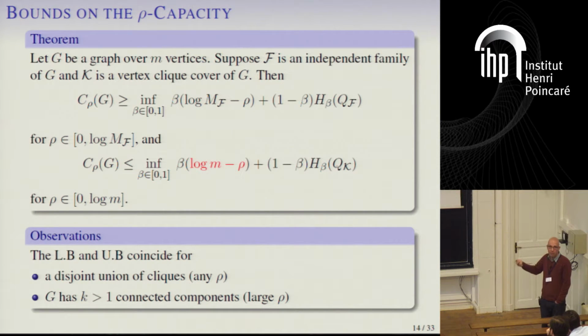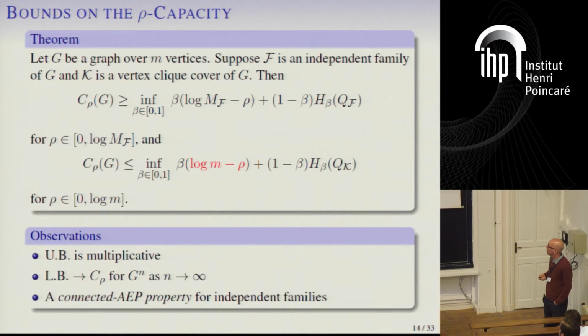And actually, the proof itself just goes by reduction to the case of this disjoint union of cliques. This bound is also tight for the case where the graph has more than one connected component and rho is large enough. But in general, it could be very far from tight.